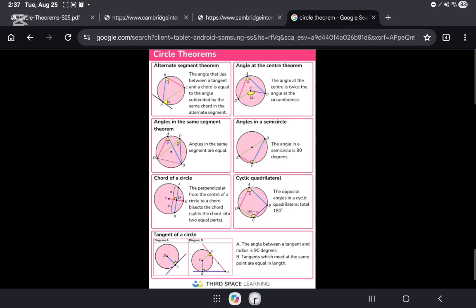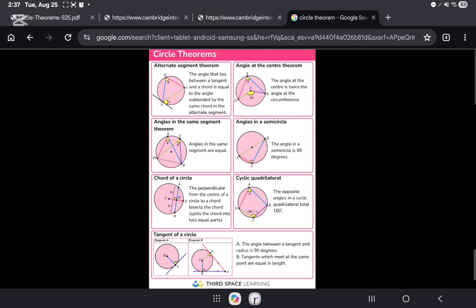So the next theorem is angles in the same segment. Segments usually come in a shape like this, so they're connected. If you draw a line like this, they'll be connected together. So the angles in the segment are always equal. We can see these two angles are going to be equal.